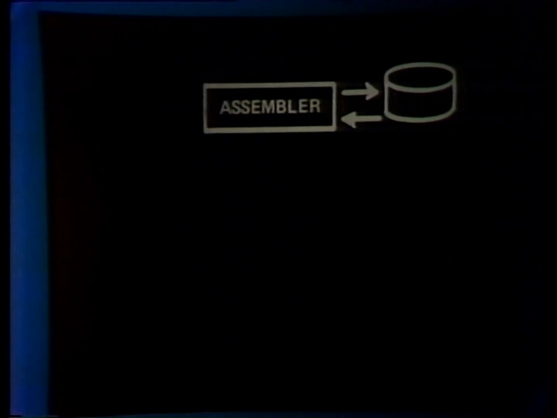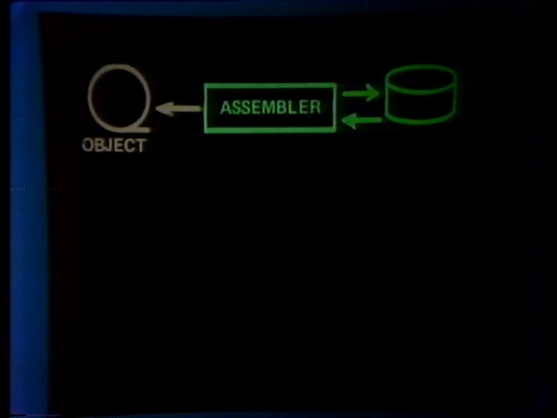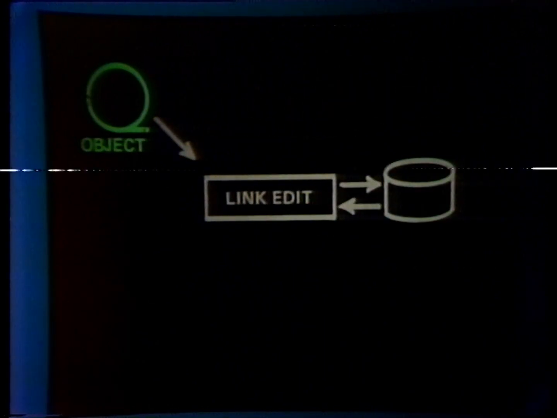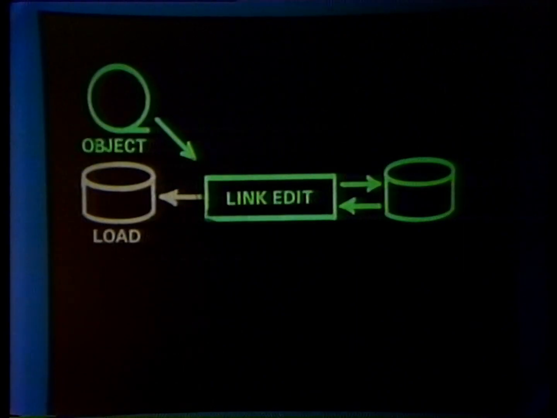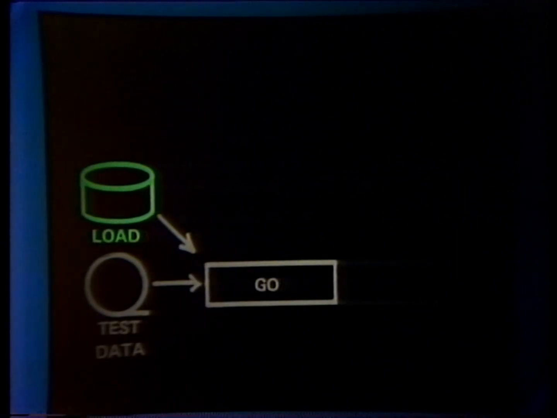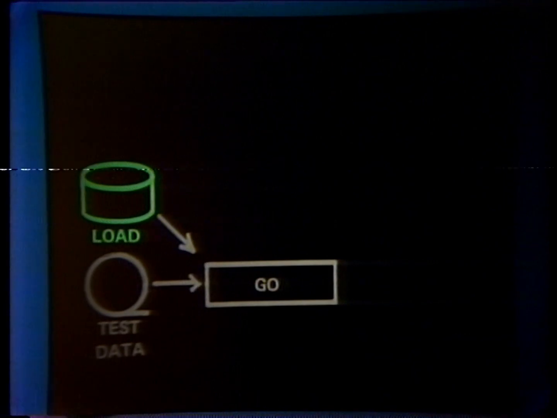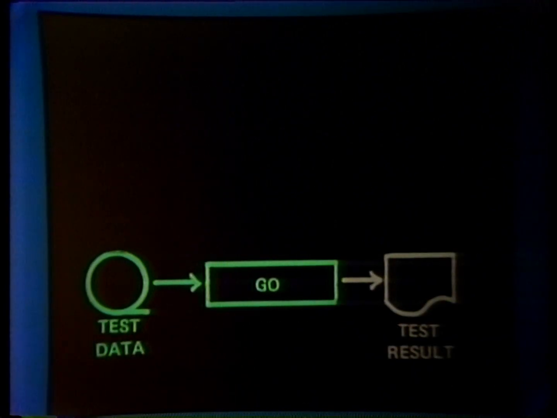The assembler produces the object module. The link edit program uses the object module as input and produces an executable program called the load module. The load module is executed in the go step. Operating on test data, it produces test results. You analyze the test results to detect bugs in the program, and then change the source program to eliminate the bugs found in that test, and then repeat the whole process again and again until the program is debugged.